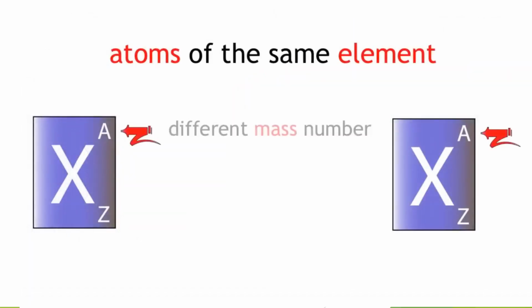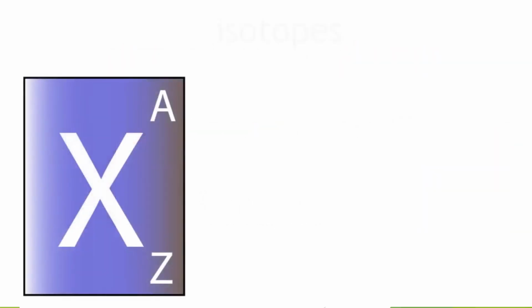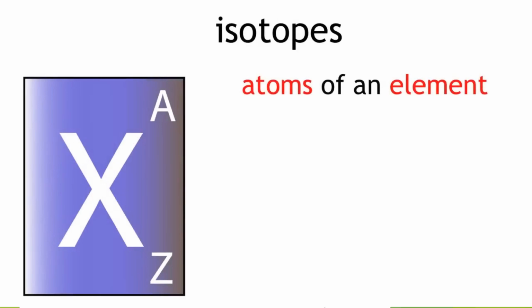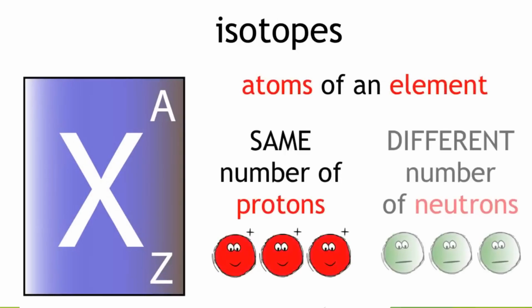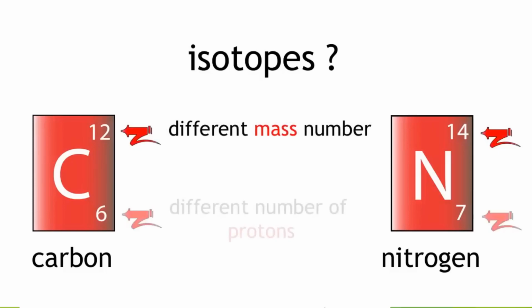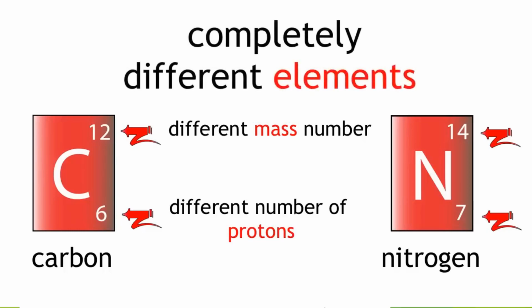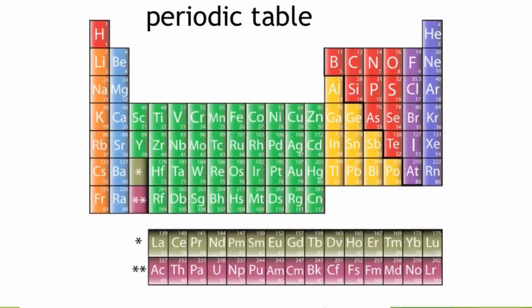Atoms of the same element with a different mass number are known as isotopes. They are defined as atoms of an element which have the same number of protons but a different number of neutrons. If we look at carbon and nitrogen, are they isotopes? They have different mass numbers, but they also have a different number of protons. Therefore, they are not isotopes. They are completely different elements. Different isotopes of elements do not have separate positions on the periodic table. They occupy the same spot because they have the same number of protons.